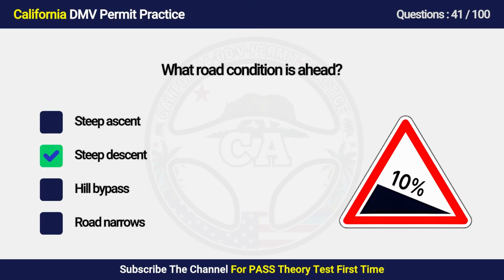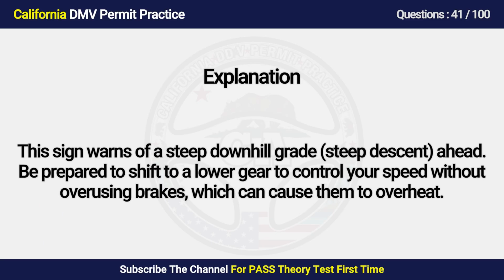Answer is B. Steep descent. This sign warns of a steep downhill grade. Steep descent ahead. Be prepared to shift to a lower gear to control your speed without overusing brakes, which can cause them to overheat.